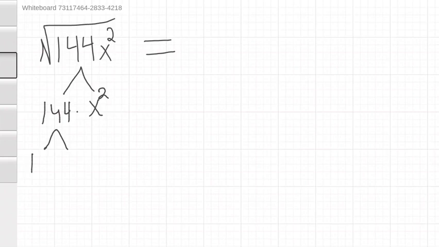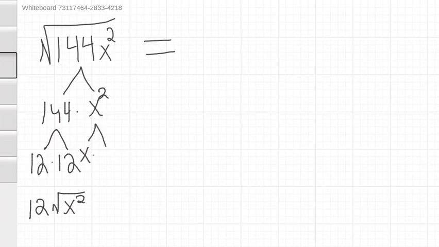We know that 144 can be broken down into 12 times 12. Since we have two 12s, the same value being multiplied by itself, we can just take 12 to the outside of the radical symbol. Now all we have is x squared. We know x squared is just x times x, where the same value is being multiplied by itself again, so x can also go on the outside. So now we have 12x, and inside the radical symbol is just a 1.